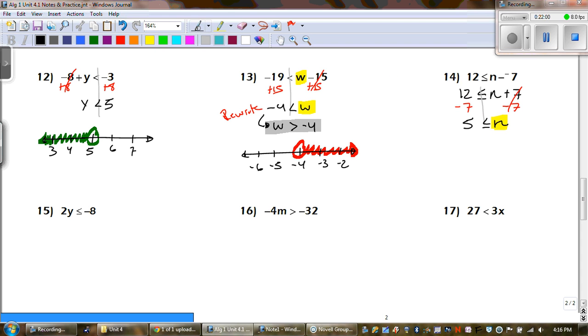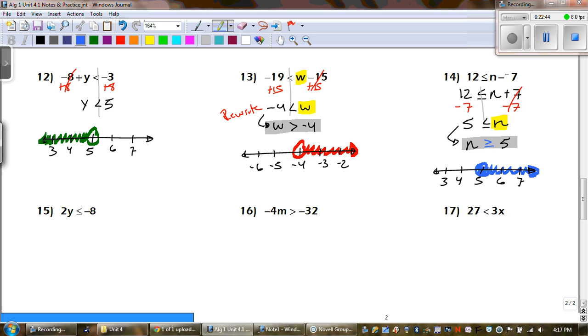Our variable is on the right, so we have to rewrite that. Who's it pointing to? The right? Is it pointing to the 5 or is it pointing to the n? Okay, it's pointing to the 5, so I want to make sure that it's pointing to the 5. Okay, let's go ahead and graph. We got 5, 6, 7, and then 4 and 3. Okay, is it open or closed? It's closed, and we shade to the right.